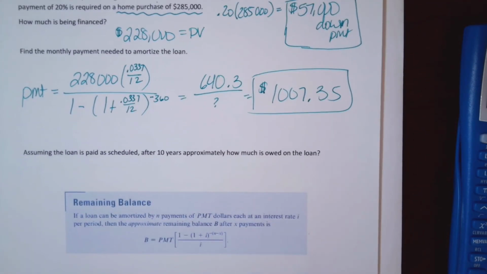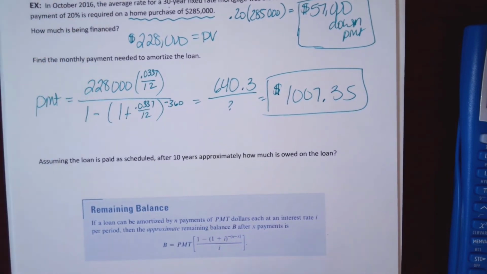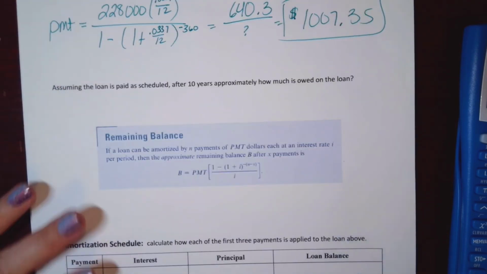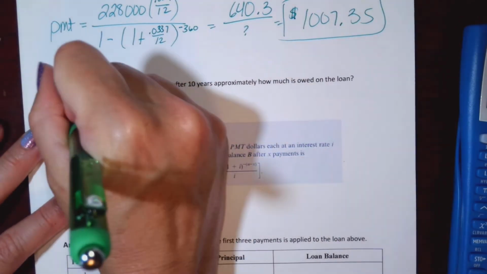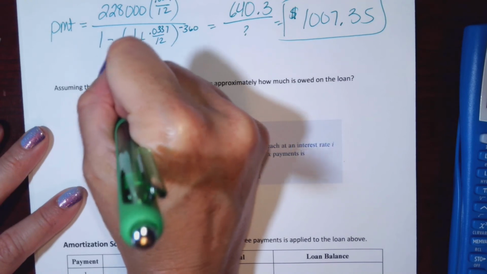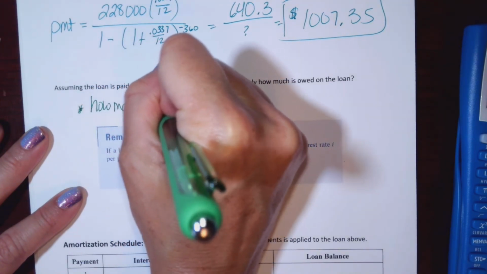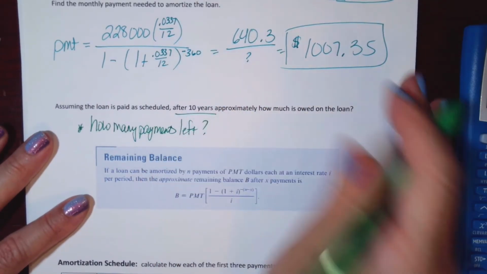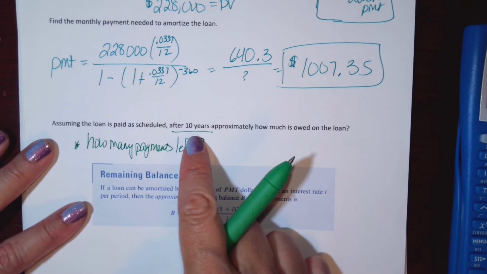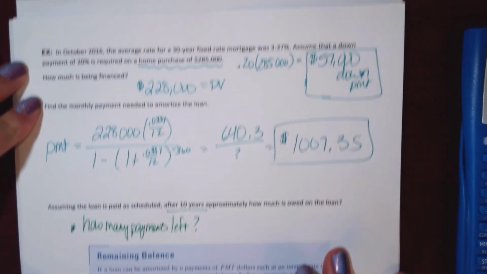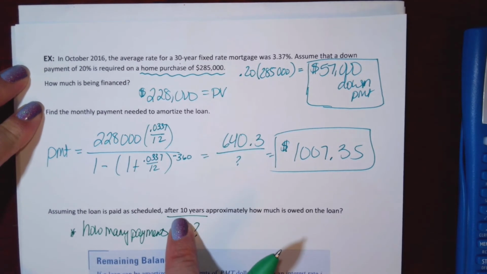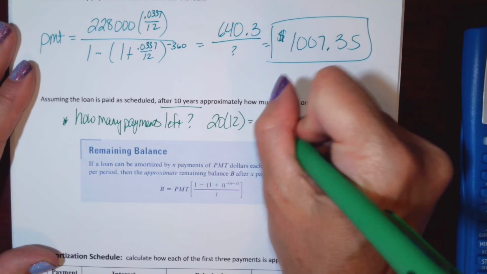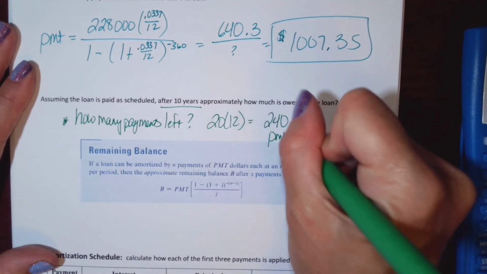We're going to assume the loan is paid off as scheduled. If it's paid off as scheduled, after 10 years, about how much is left on the loan? Well, the question we need to first ask ourselves is how many payments are left? After 10 years, I've made monthly payments for 10 years. So that means there's 20 years left on my loan, right? It was a 30-year loan. I've paid for 10. There's 20 years left on my loan. So 20 years of monthly payments means there's 240 payments left.